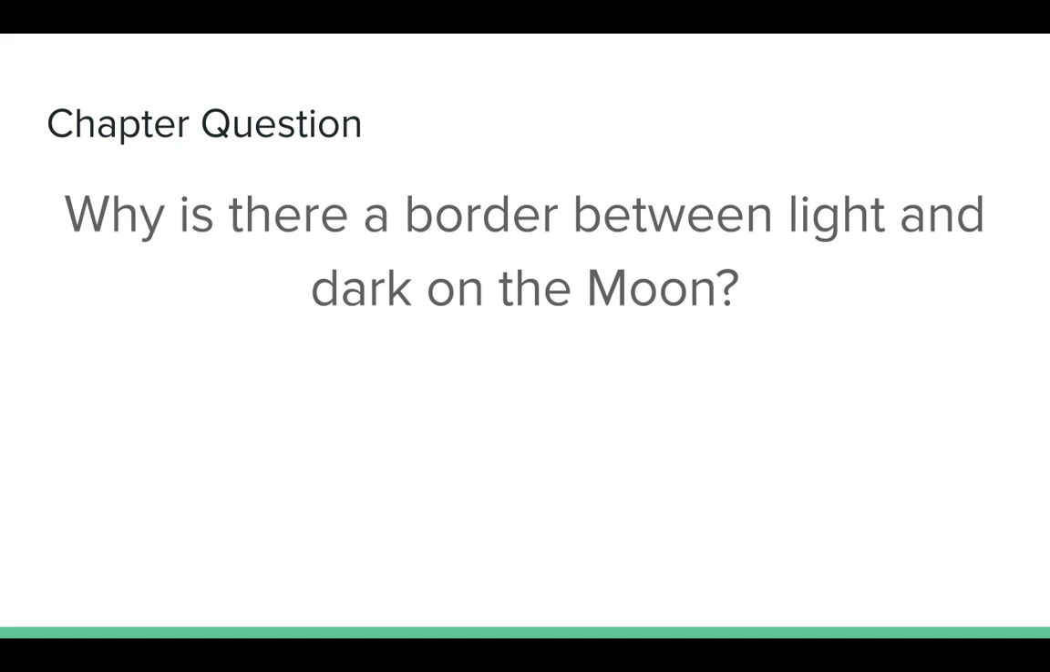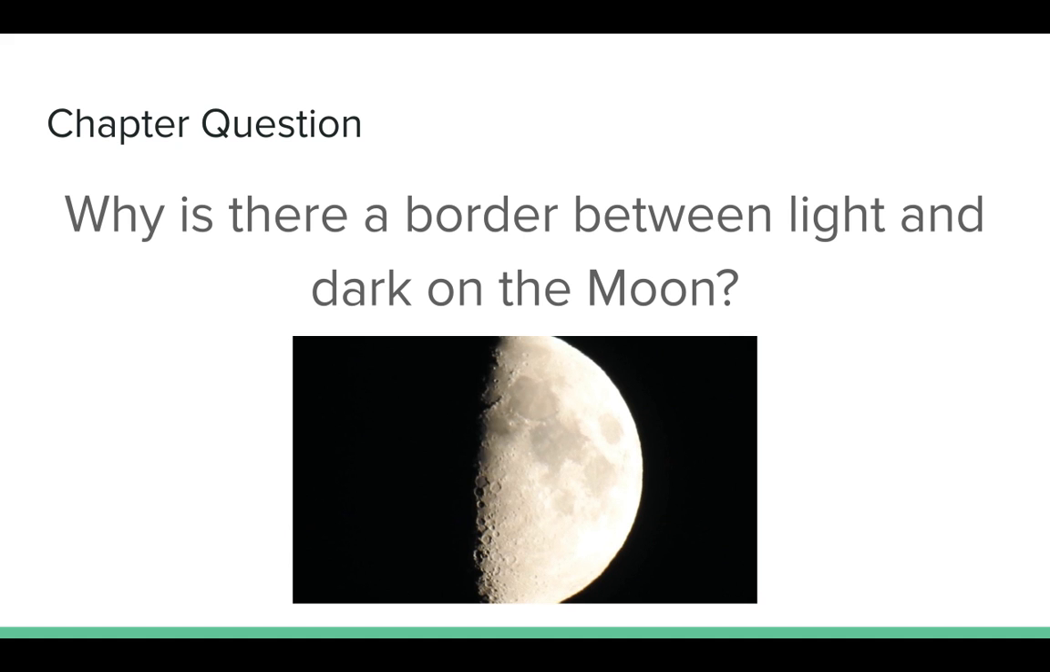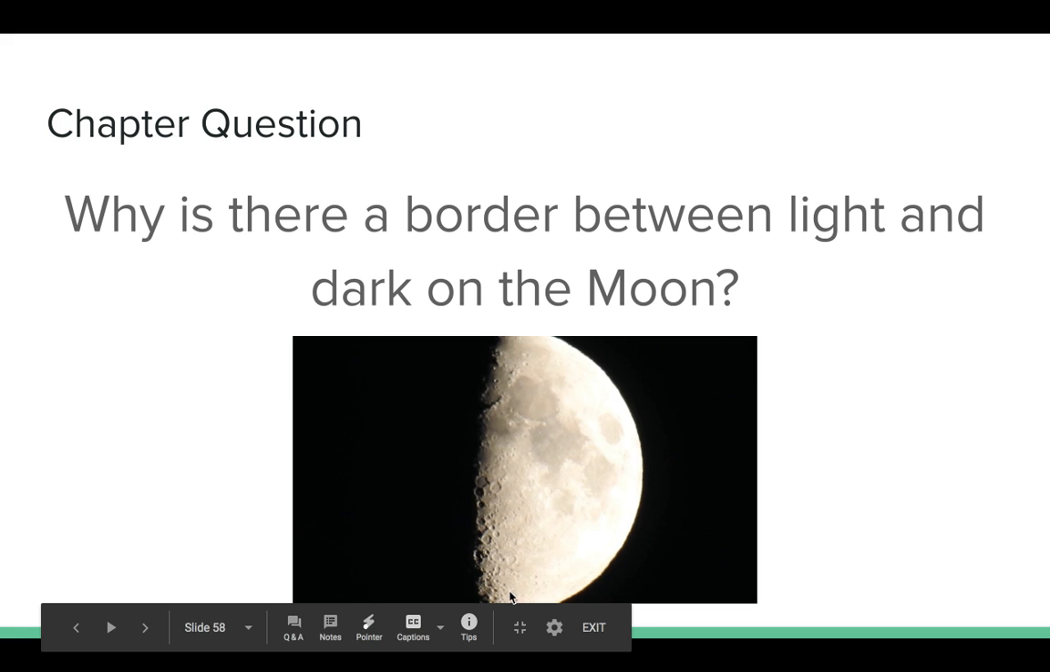Our chapter question that I want to review is, why is there a border between light and dark on the moon? What causes that border? Why is it there?